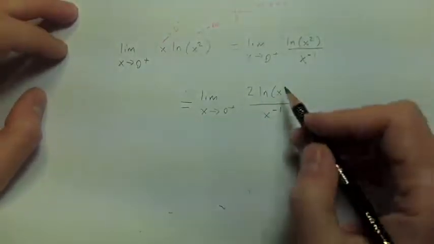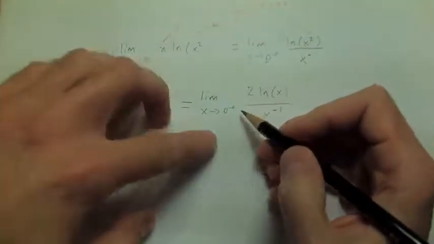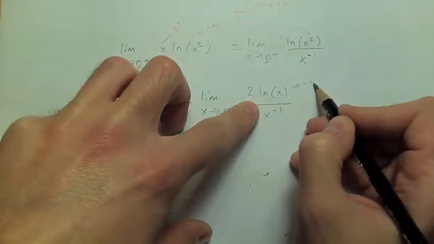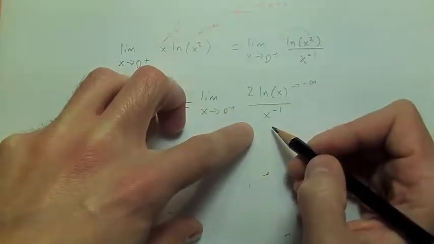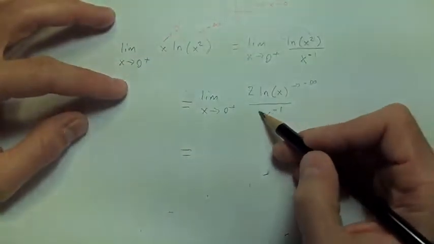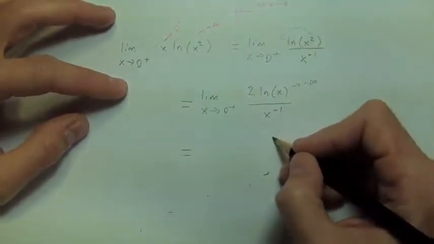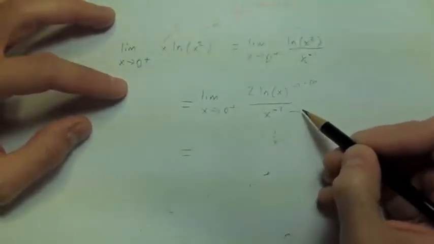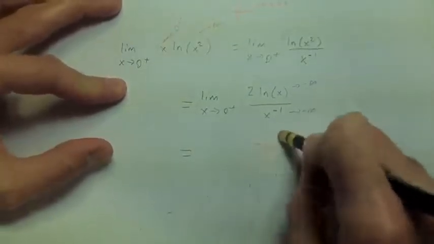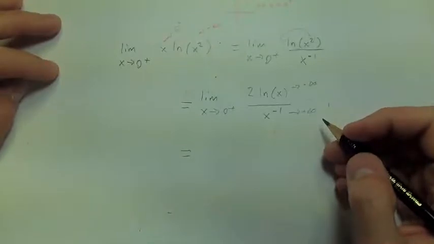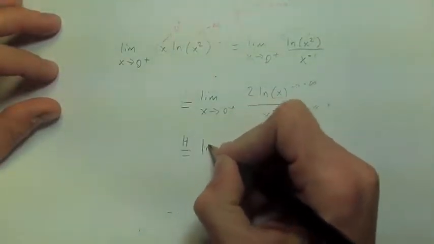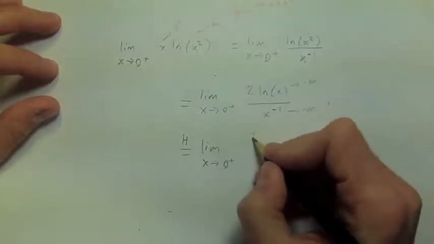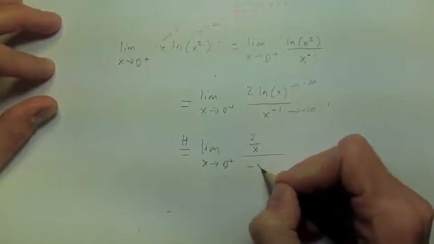Okay. All right, so now I will apply L'Hopital's Rule, since now what I have is, as x goes to 0 from the right, this is going to negative infinity. And this, it's harder to see, but this is 1 over x, right? And as x goes to 0, 1 over x goes to positive infinity. So now we have an infinity over infinity case. So we can apply L'Hopital's Rule, which says that this will be 2 over x all over negative x minus 2.